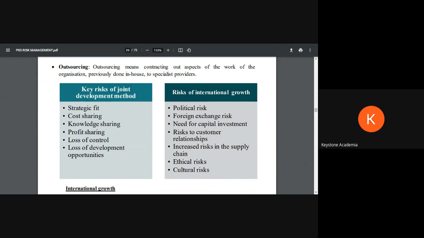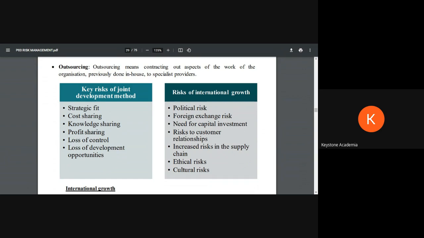Some students will make the mistake of writing 8 points but not explaining. You don't need to just give points. Points will not give you marks. Points are just headers. Now you have to explain them. Connect to the scenario, connect to the pre-seen, connect to the attached material. So why do you say strategic fit is the biggest risk in this situation?